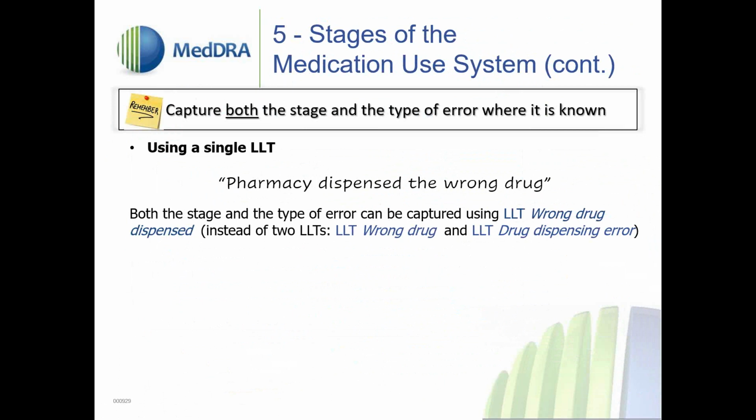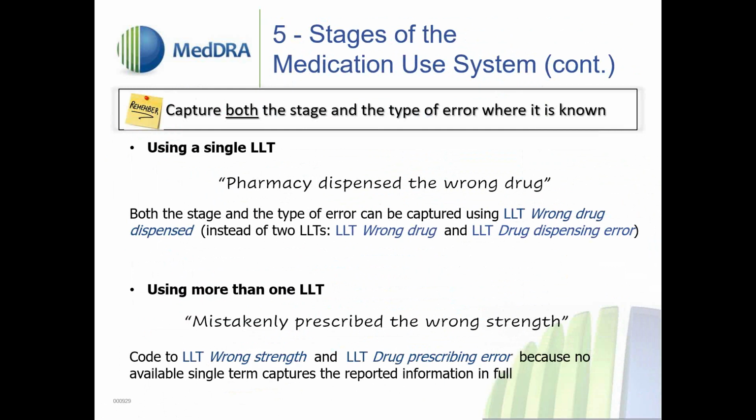When both the stage and the type of error are reported, you would look for a combination term first in MedDRA and use a single LLT to capture the full information whenever possible. As shown in the first example, when it is reported that the pharmacy dispensed the wrong drug, the LLT wrong drug dispensed would capture the full information. There is no need to assign two codes like LLT wrong drug and LLT drug dispensing error. No split coding is needed here because we have a perfect combination term.